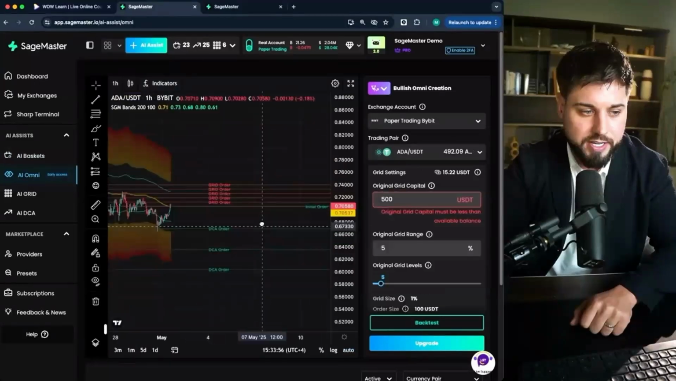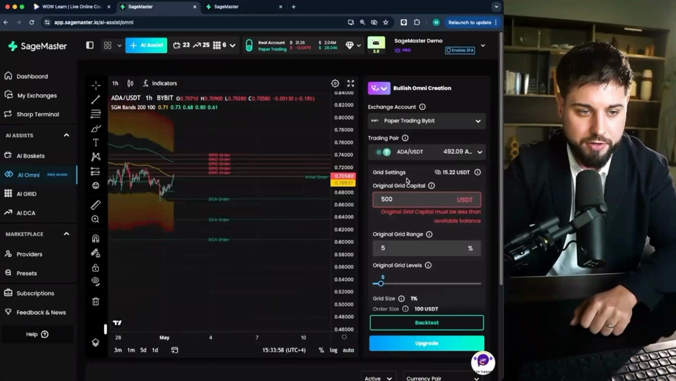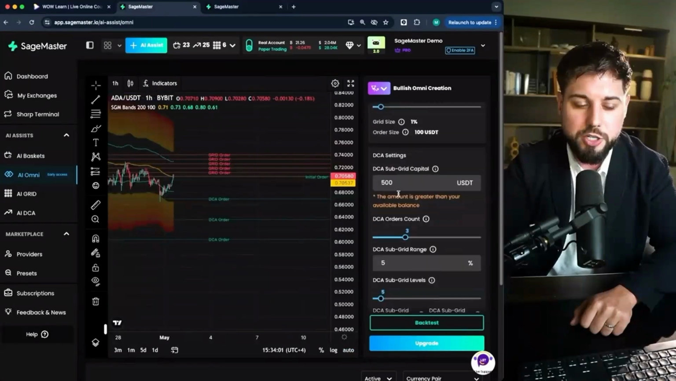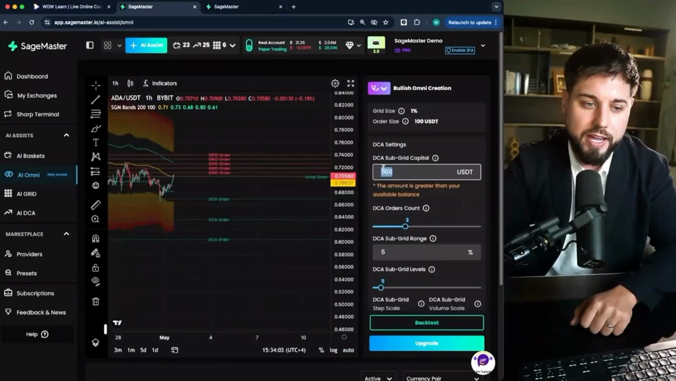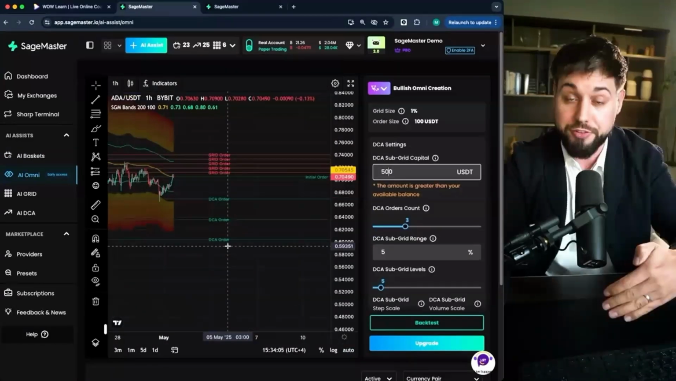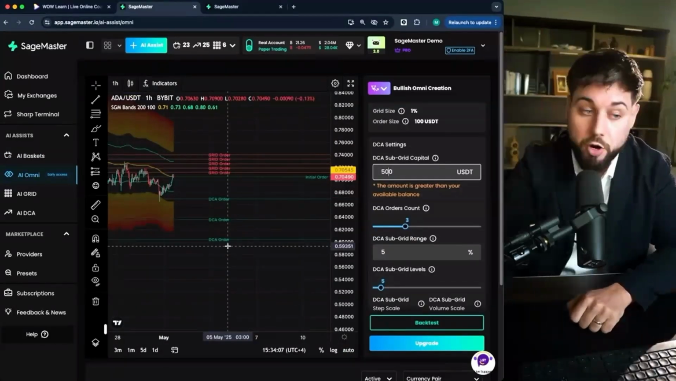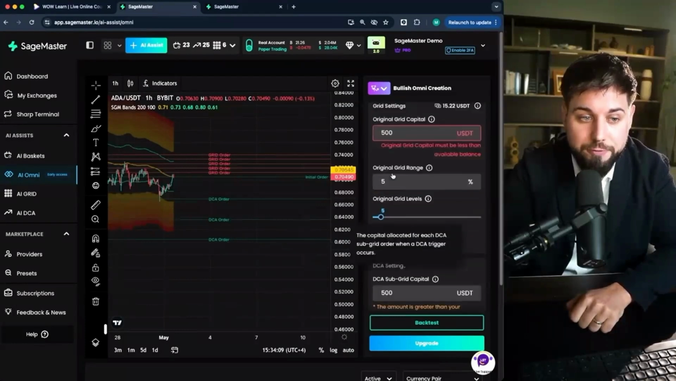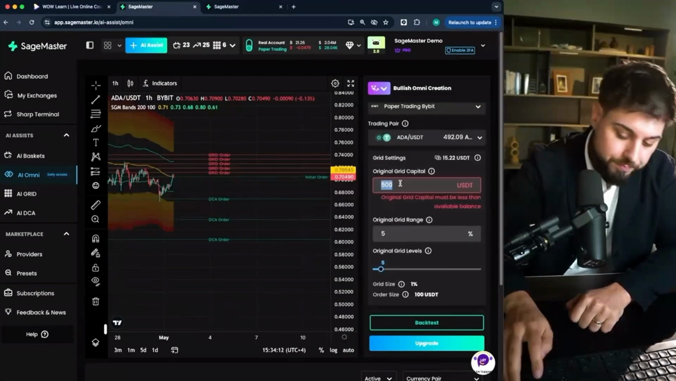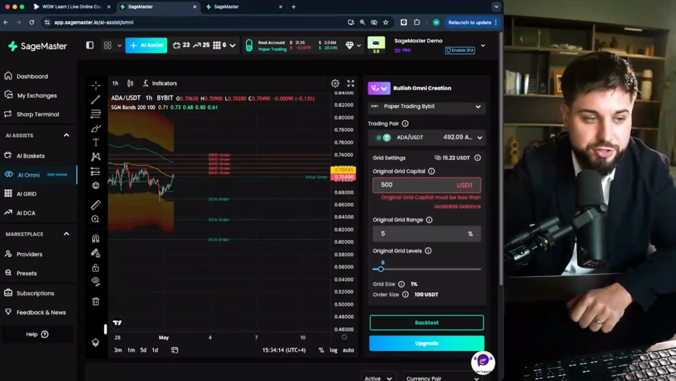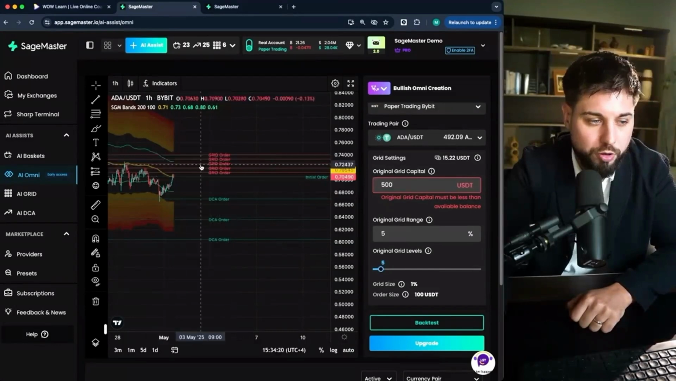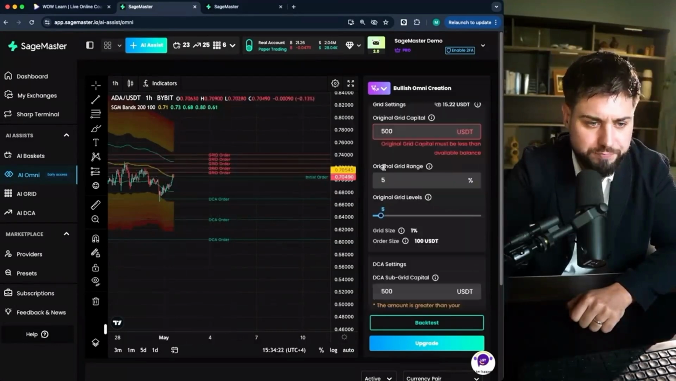You can see here, it says 500 to the original grid. And then you decide how much you would like to allocate if the price drops a lot, so you can take advantage of that market movement. So let's say, for example, you would like to allocate 500 initially to this grid up here. So if the price moves up and down, AI will act upon your configuration.